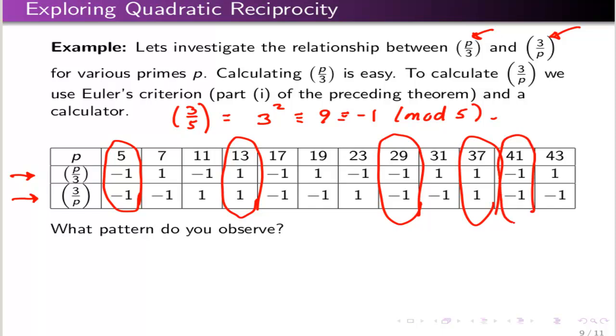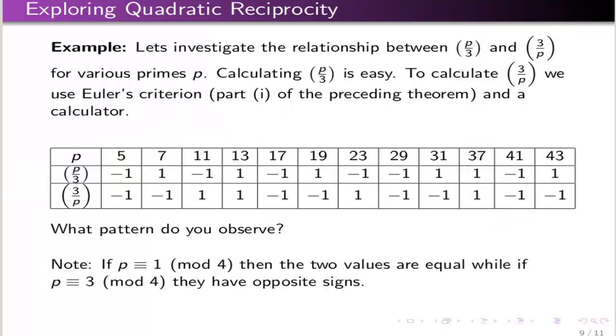So for what primes p are the two values in agreement? When p is 5, 13, 29, 37, and 41. And you'll note that those primes are all congruent to 1 mod 4. And so we note that if p is 1 mod 4, then the two values are equal, while if p is congruent to 3 mod 4, they have opposite signs. And that pattern continues if you kept going further in this table.